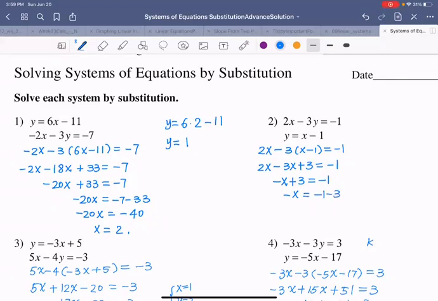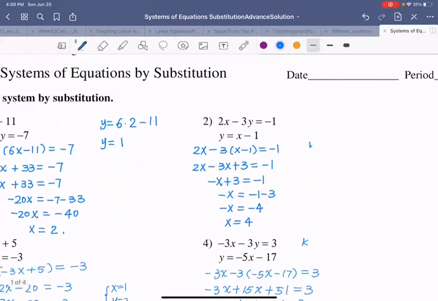-1 minus 3, right? So negative x equals -4. x equals 4. Very good, very good. y equals 4 minus 1, which equals 3. Okay, very good.